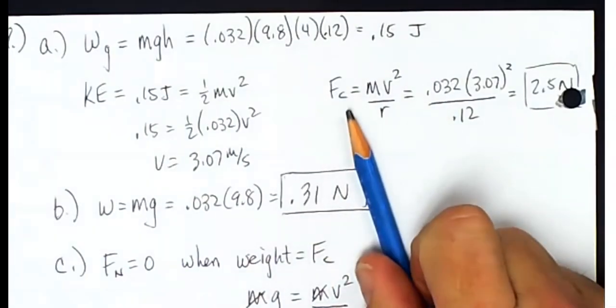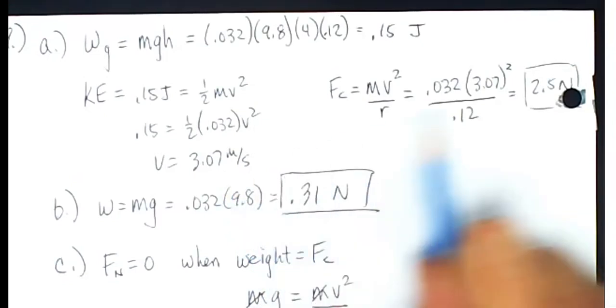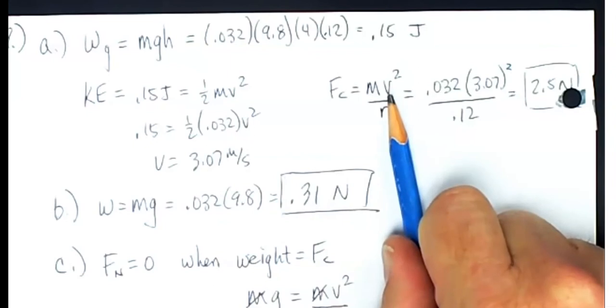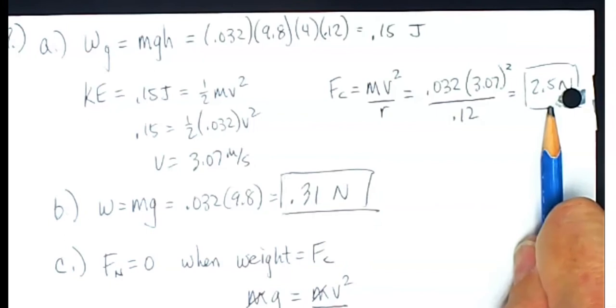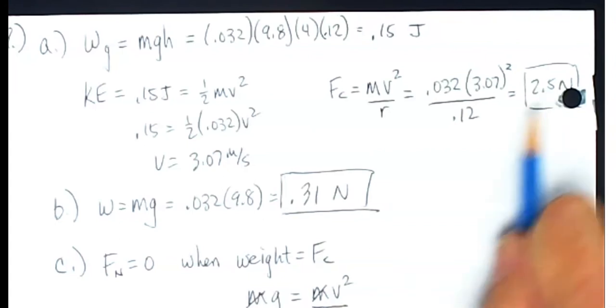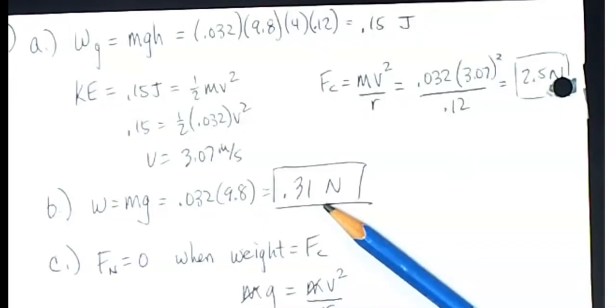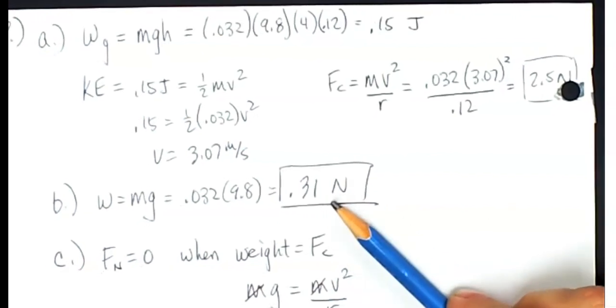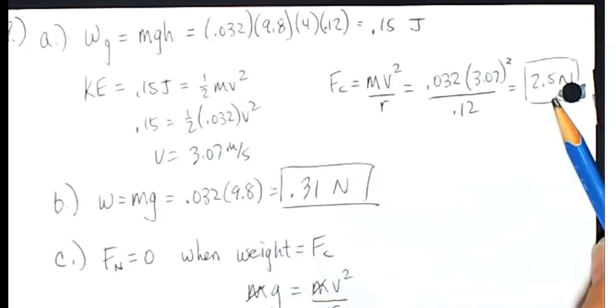So I know the centripetal force is mv squared over r. Now that I know it's going 3.07 meters per second, I can plug that in for my velocity. The radius of the circle we know is 12. The mass we know. So there's my normal force, 2.5 newtons. That is going to be my horizontal component of the net force acting on the weight. Then the weight of the mass is just mg, so 0.31. So I know this is the vertical force, this is the horizontal force.